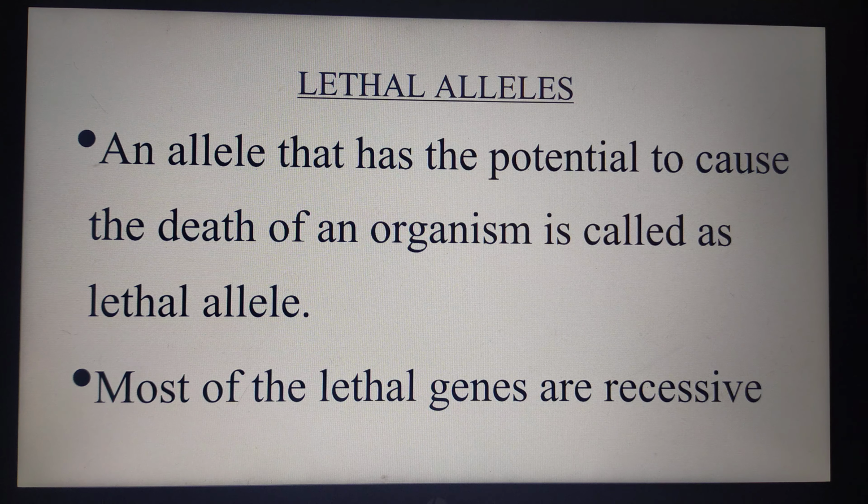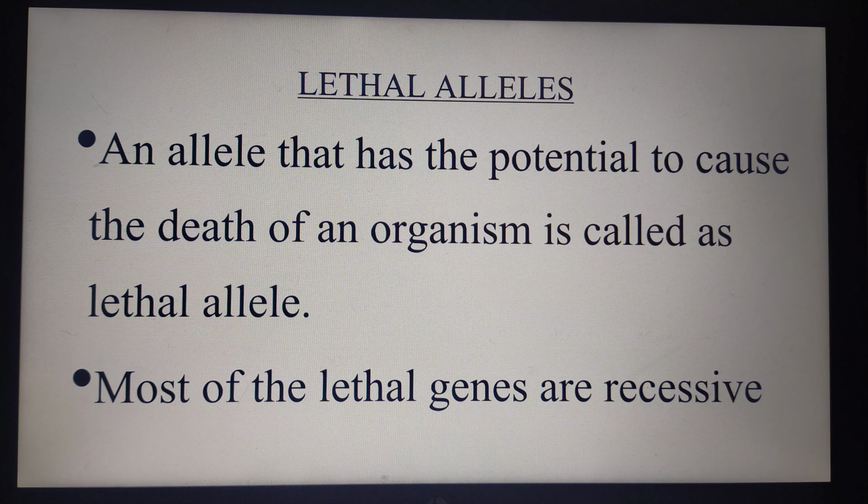The first concept is lethal alleles. In the previous class, we discussed the different types of gene interactions. We discussed codominance, incomplete dominance, all those things. Right? As a continuation, now we are going to discuss lethal alleles. So the definition of lethal alleles goes like this: an allele that has the potential to cause the death of an organism is called a lethal allele.